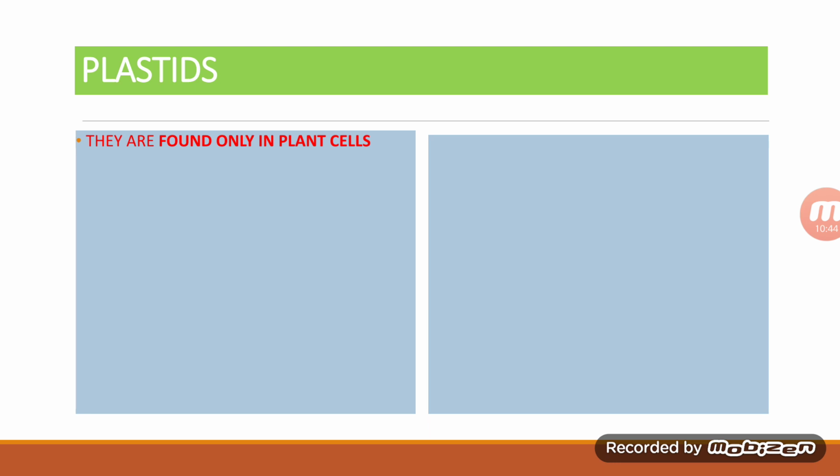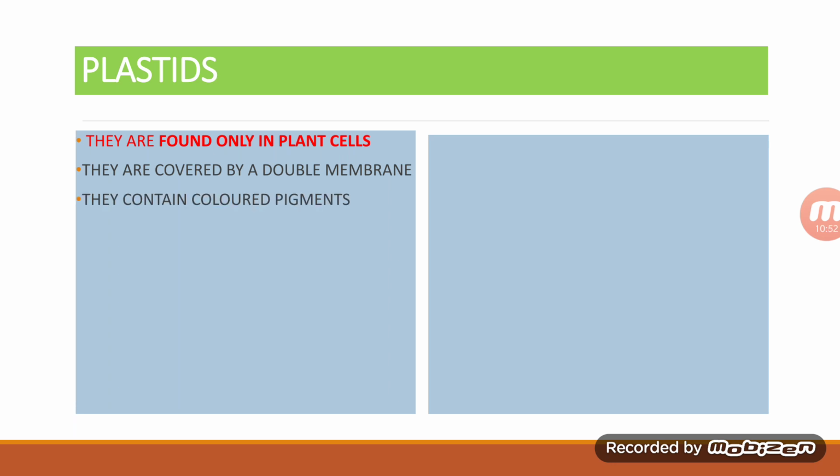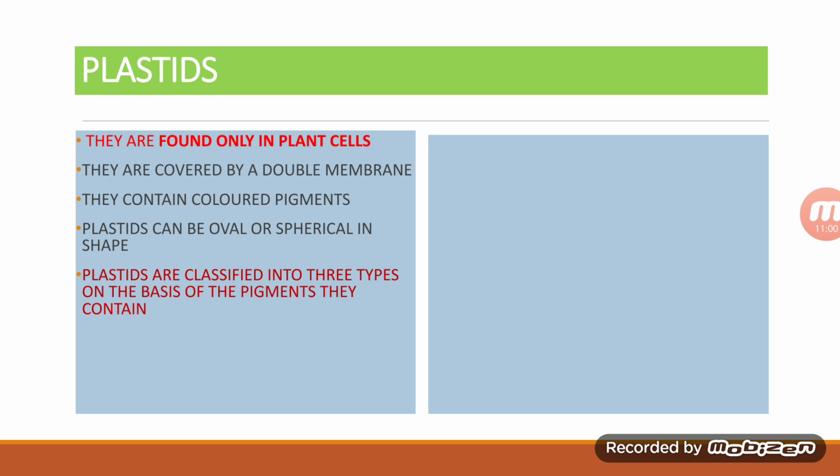Coming to plastids, very important. These are cell organelles which are found only in plant cells. They are covered by a double membrane and they contain colored pigments, meaning coloring substances. Plastids can be oval or spherical in shape, and they can be divided into 3 types based on the coloring substance, called pigments, that they contain. That is number 1, chloroplast; number 2, chromoplast; and number 3, leucoplast. The functions of each of these plastids we'll study in detail in the next slide.